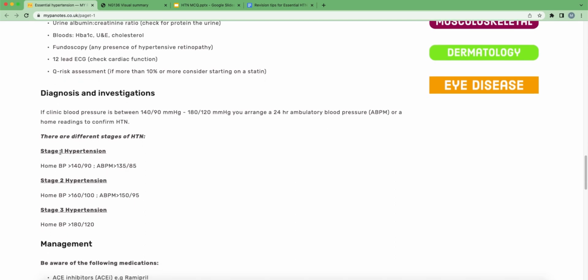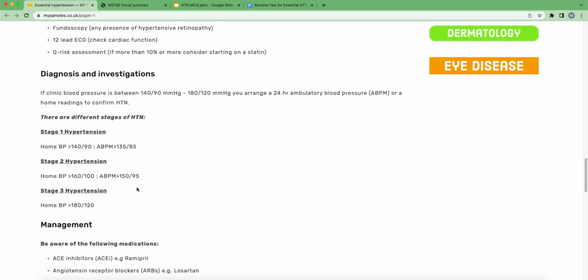It's important to understand the different stages of hypertension, because this question tends to occur in the SBA. You can easily overlook this. So just be aware, stage 1 is 140/90 in clinic, or 135/85 at home. Stage 2 is if the blood pressure is above 160/100, similar at home, 150/95. Even though on the website I say ambulatory, it's the same thing really.